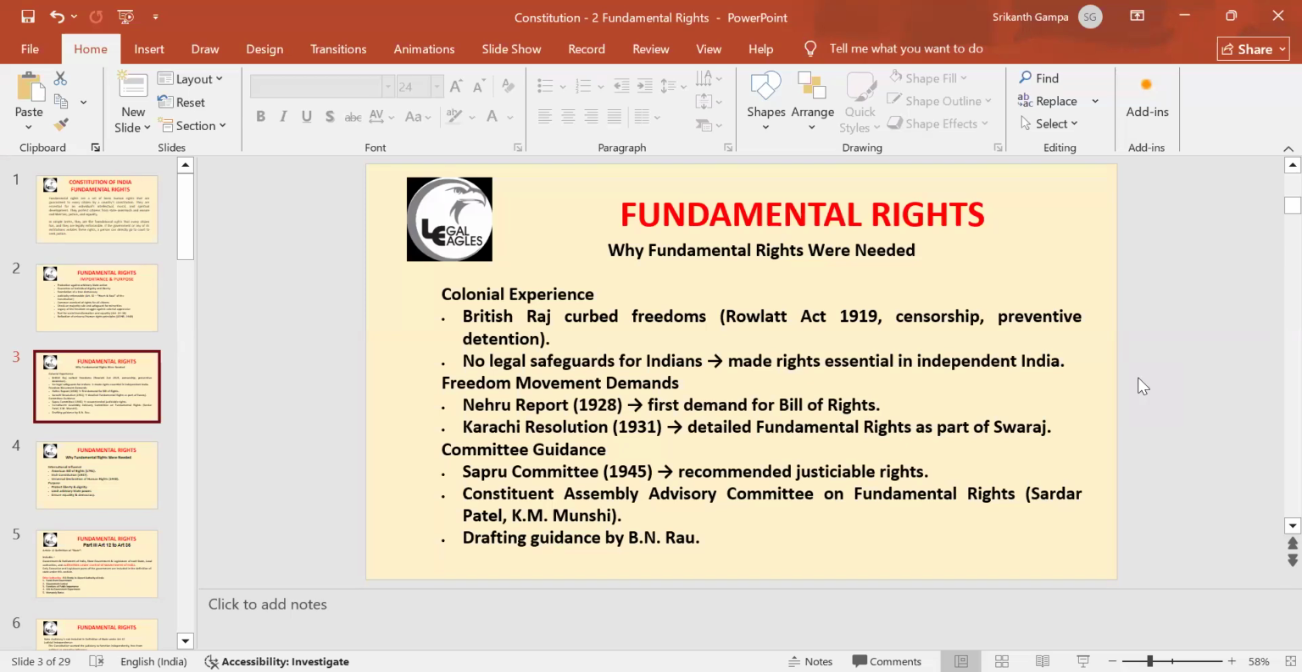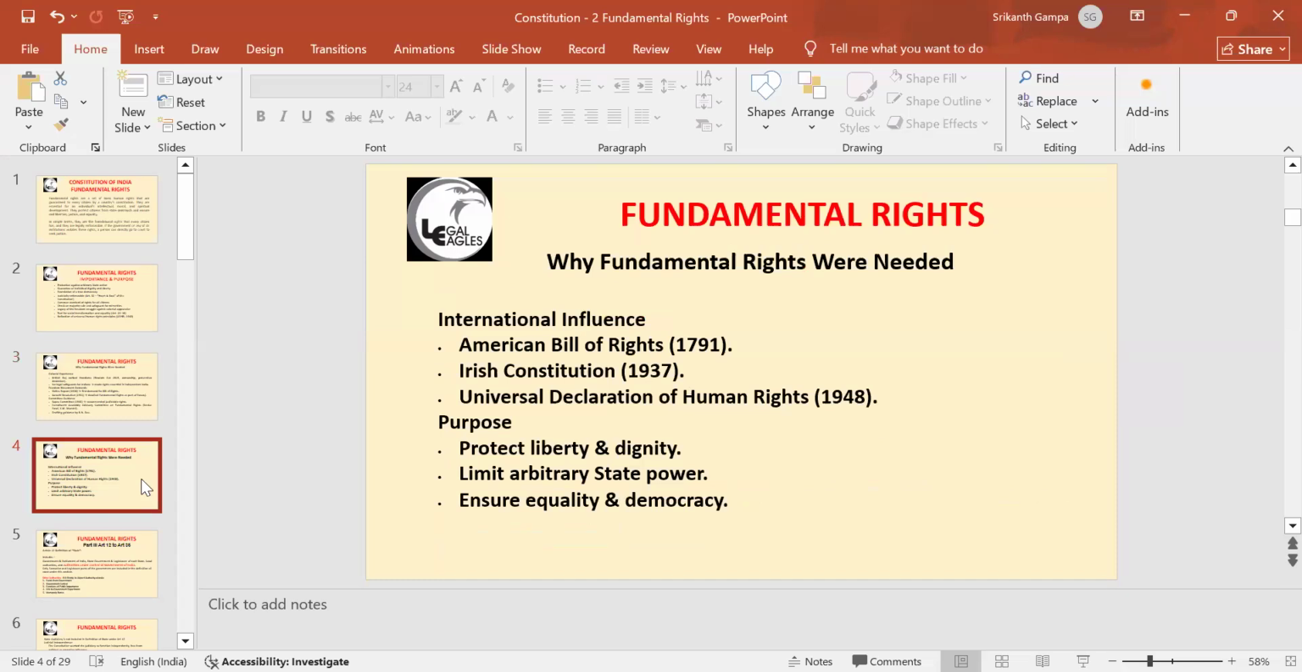Then freedom movement demands were also there. As I told, the Nehru Report 1928 borrowed from the American Constitution. Then the Karachi Resolution detailed fundamental rights as part of Swaraj. A separate committee recommended justiciable rights. In the Constituent Assembly, the advisory committee on fundamental rights was headed by Sardar Patel and K.M. Munshi, with drafting guidance by B.N. Rao. These people were involved in framing the fundamental rights. So based on this, the need was felt and fundamental rights were included in our constitution.